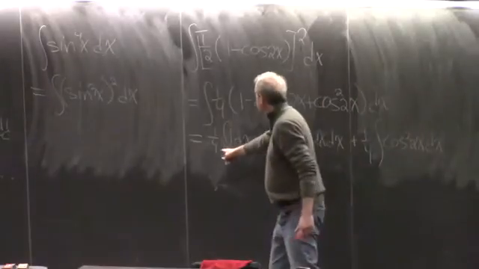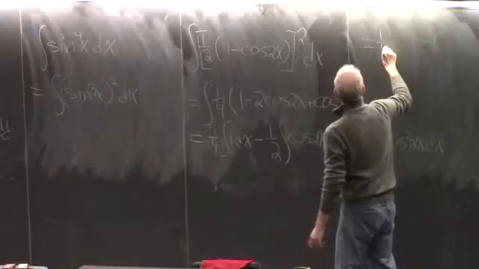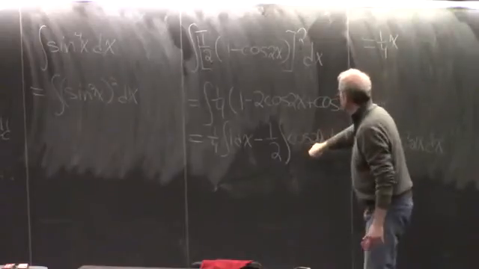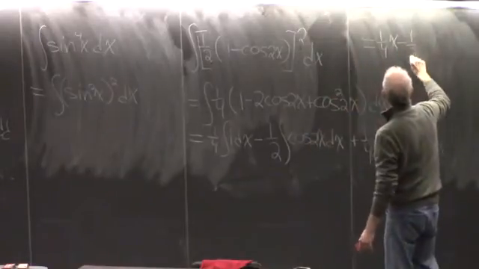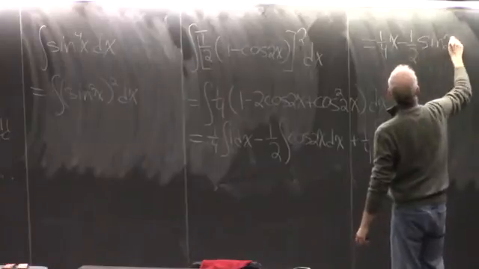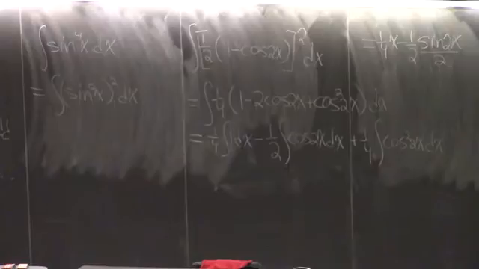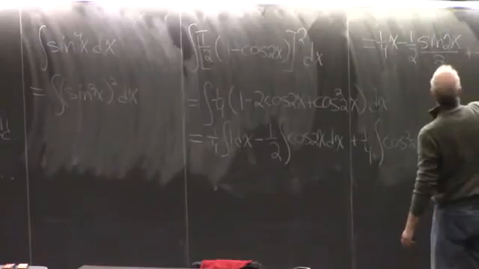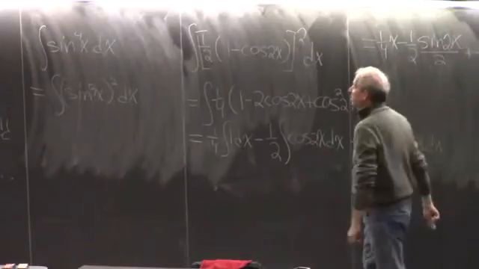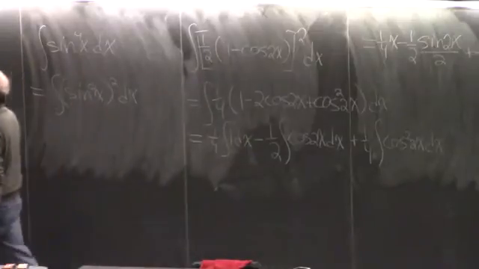So this integral is just 1/4 x. And this integral is 1/2 sine 2x over 2. So that's going to end up becoming sine 2x over 4. And now what do we do with this last integral? Well, you go back and you look at the double angle formula here.